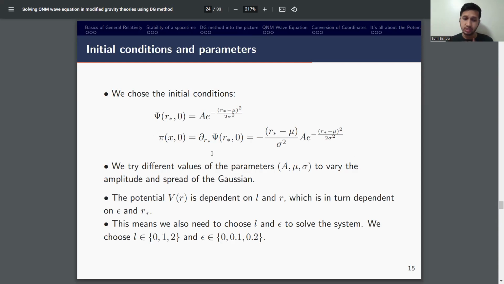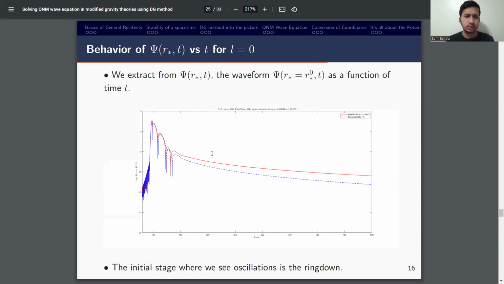Note that we emphasize this point: the potential is dependent on r, whereas r depends on r star and epsilon. If we go back a few slides, we see the dependence of r on r star and epsilon. So we use the coordinate conversion routine there. And we also choose some specific values of L and epsilon to solve the system. So once we choose this, we are able to solve for the wave function psi from the PDE using the DG method.